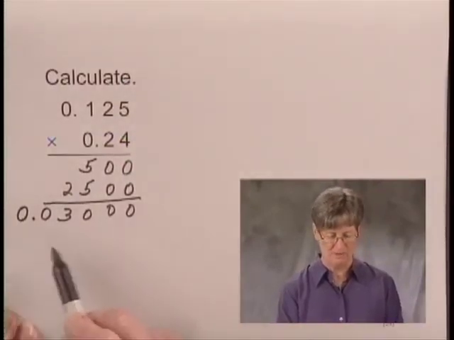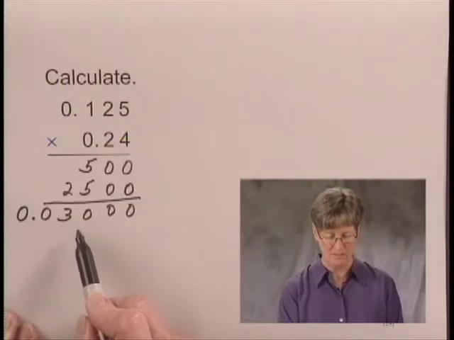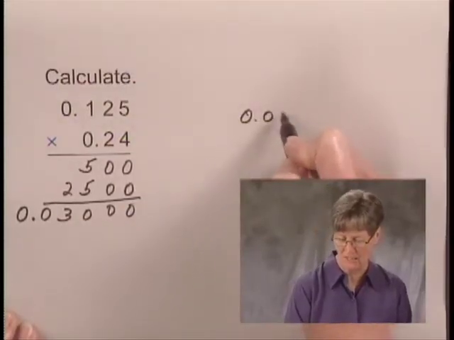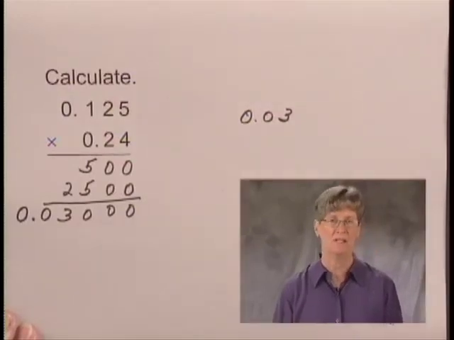We do that just so that we know that a decimal point is coming. So the end result is 0.03000, or we could just write this without the extra zeros on the end as 0.03.